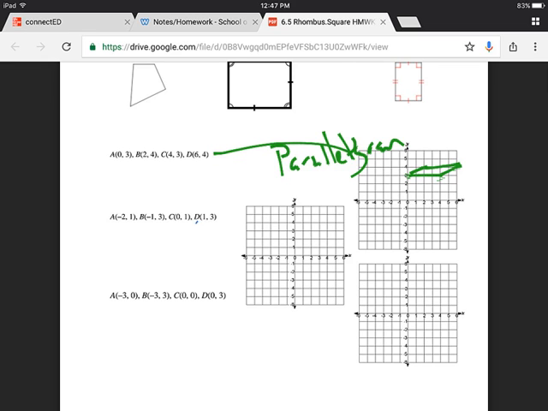Okay, so the next one, let's do that one here. Negative 2, 1. Negative 1, 3. 0, 1. And 1, 3. Now that looks about even on each side. It looks about 2, 2, 2, and 2. So I'm going to say that that's a rhombus.